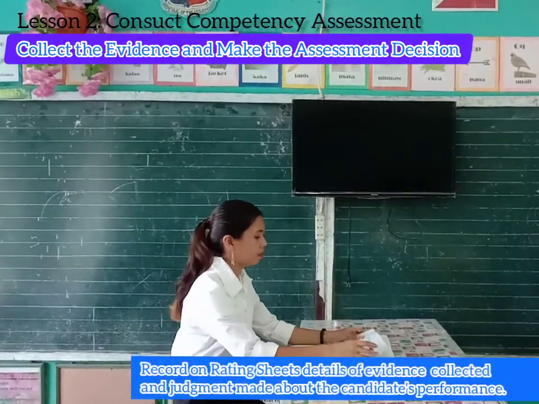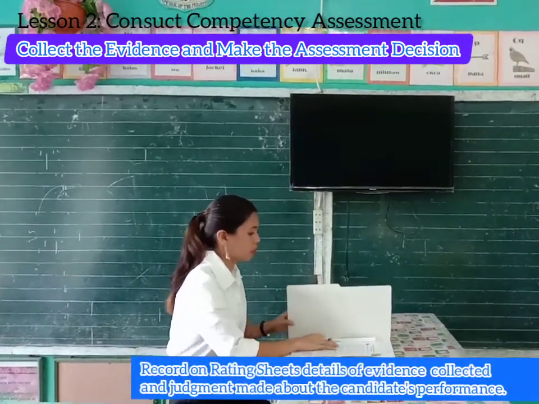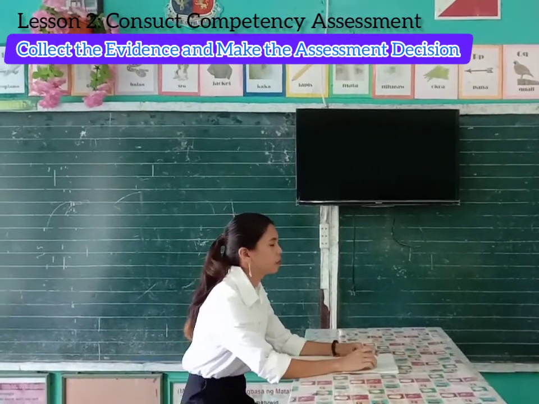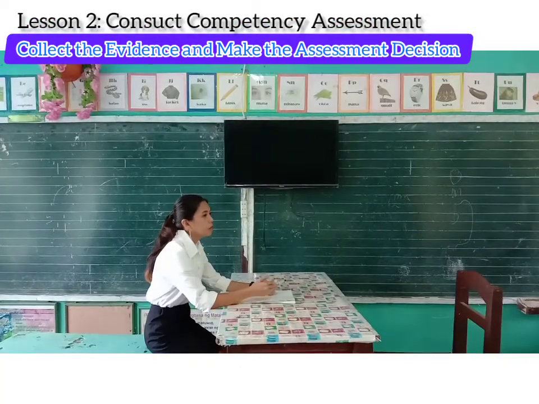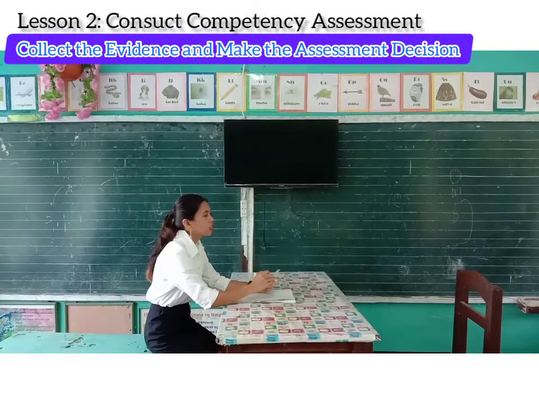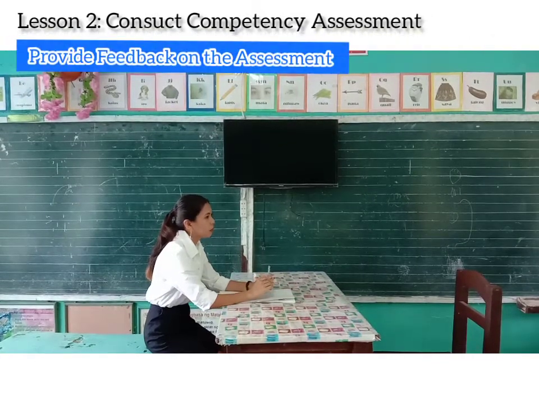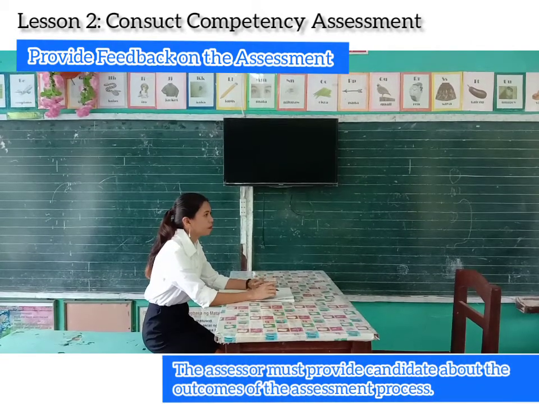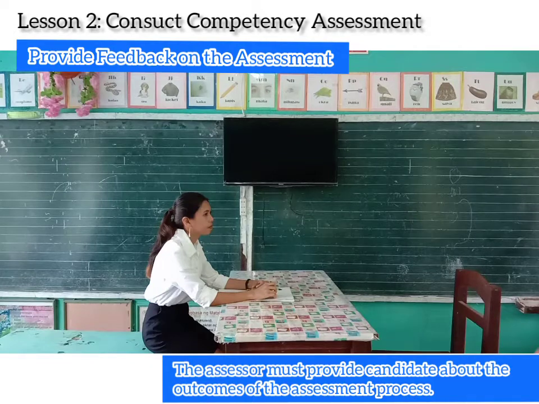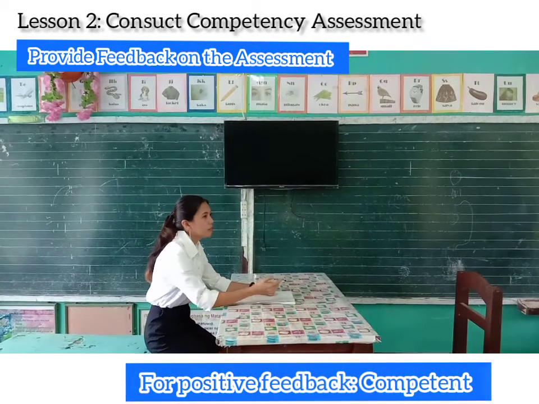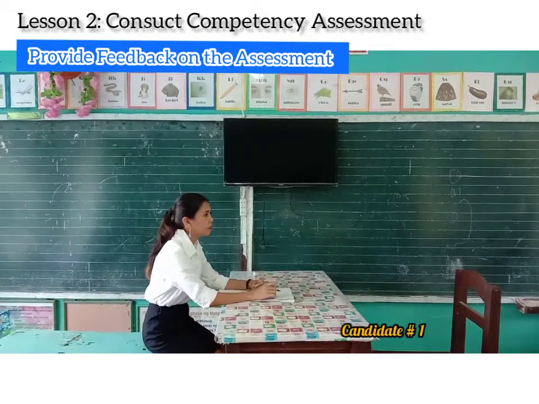Record and rating sheet details of evidence collected and judgment made about the candidate's performance. Provide feedback on the assessment. The assessor must provide candidate about the outcomes of the assessment process. For positive feedback, competent. Please sit down, candidate number 1.